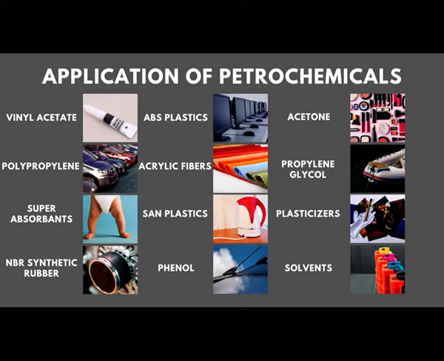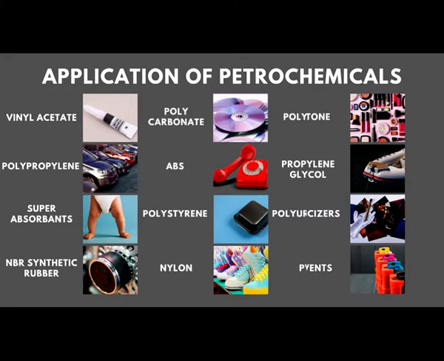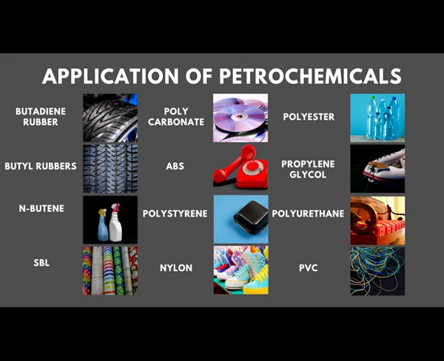Phenol is used in the construction industry to a great extent. Acetone finds a place in the manufacturing of different kinds of cosmetic products. Propylene glycol, plasticizers, solvents, these are all some of the other petrochemical products. Then once again, butadiene rubber and butyl rubbers are used for manufacturing tires. Then we have polycarbonate, which is used for manufacturing items like the compact disc.